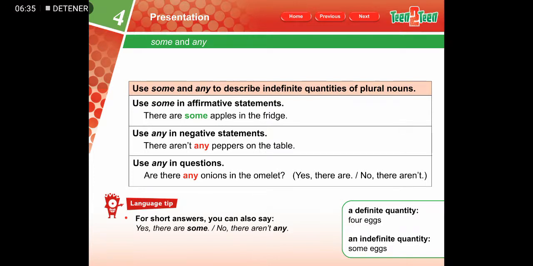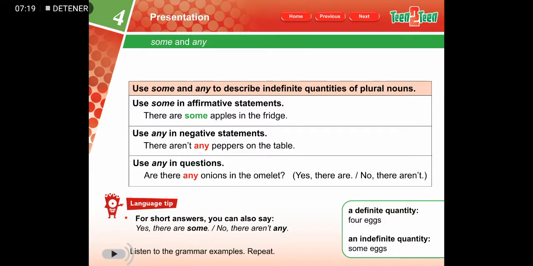Now the language tip, for short answers you can also say. Entonces para respuestas cortas también podemos decir, yes, there are some. No, there aren't any. ¿Verdad? En la anterior pregunta decimos, are there any onions in the omelette? Y la respuesta decíamos, yes, they are. Pero podemos agregarle some. Yes, there are some. O no, there aren't any. Entonces recuerden que any va con aren't porque es negativo, negative. Y some va a ir con they are porque es afirmativo.